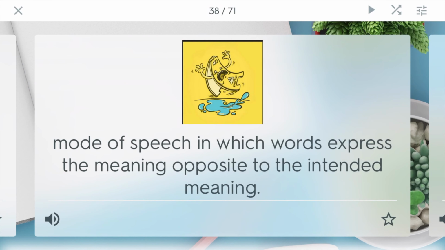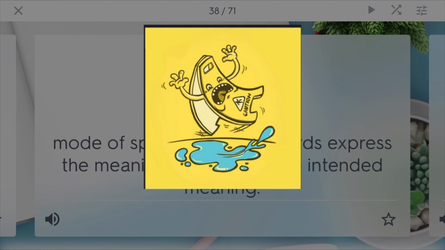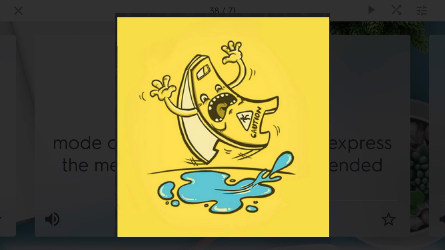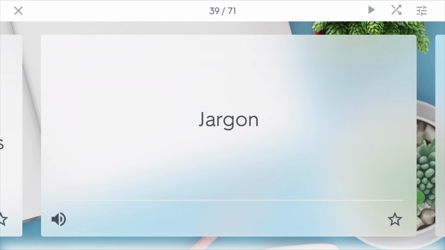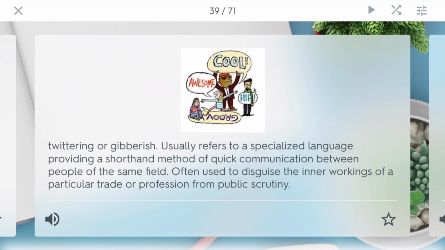Irony is a mode of speech in which words express the meaning opposite of their intended meaning. There are many types of irony, like verbal irony, where the words spoken are ironic, or situational irony, where the setting or thing that is happening is ironic. So in this case, this slippery sign is slipping. That's kind of ironic.